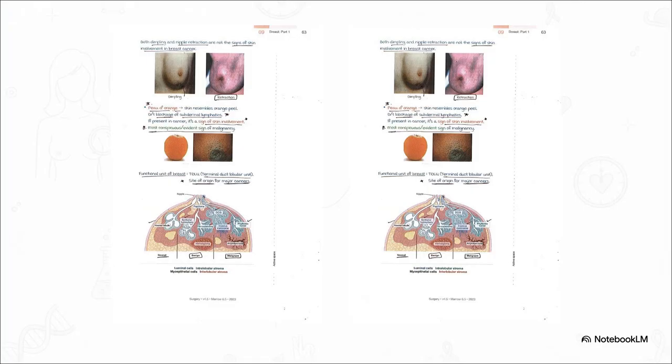So, what does this internal theory actually look like in external clinical practice? Well, on the left, if a cancerous tumor infiltrates and pulls on those suspensory ligaments of Cooper we just talked about, it causes visible external skin dimpling. But on the right side, if that cancer instead invades the lactiferous ducts, which are the 15 to 20 ducts opening right at the nipple, it pulls those inward, resulting in nipple retraction. It's two completely different structural invasions, giving us two distinct visual clues.